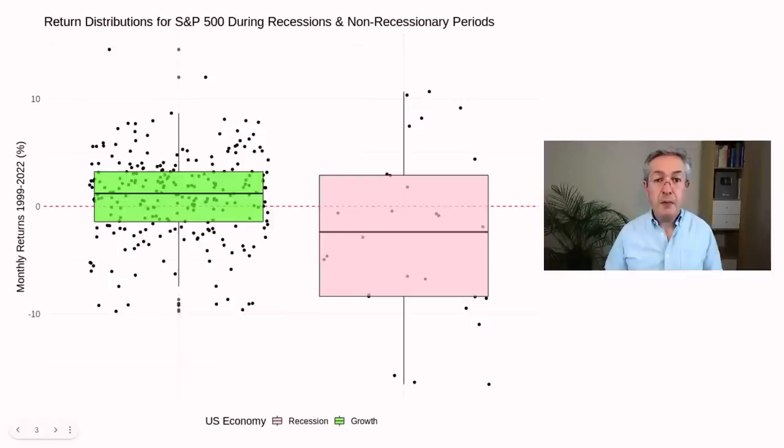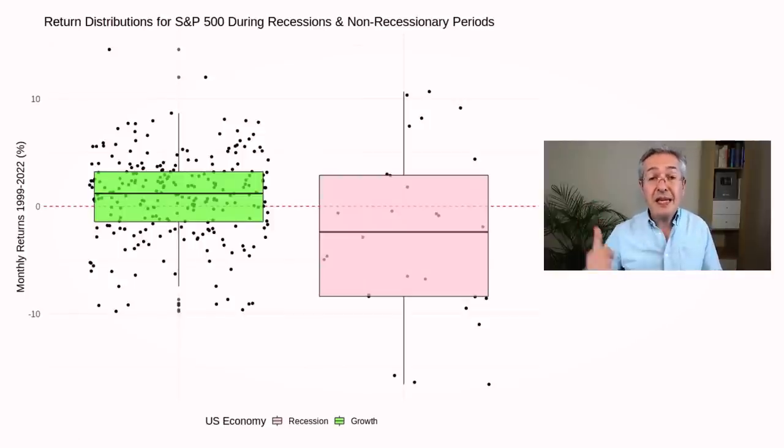So let's look at the probability of recession, also how to protect our portfolios and how to invest during a recession in a bit more detail. So why do we care about recessions anyway? Well, the simple reason is that it affects the returns of things in which we invest.